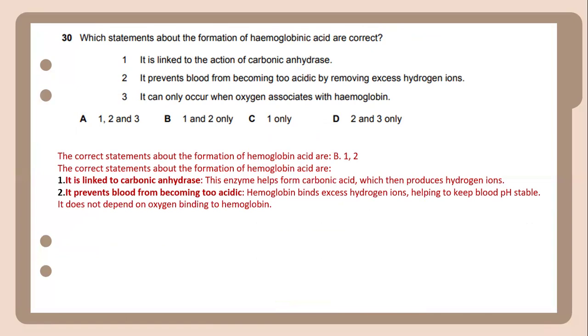It is linked to the action of carbonic anhydrase, meaning this enzyme helps form carbonic acid, which then produces hydrogen ions. And statement 2, it prevents blood from becoming too acidic by removing excess hydrogen ions. This is because hemoglobin binds excess hydrogen ions, which helps to keep blood pH stable. And it does not depend on oxygen binding to hemoglobin.